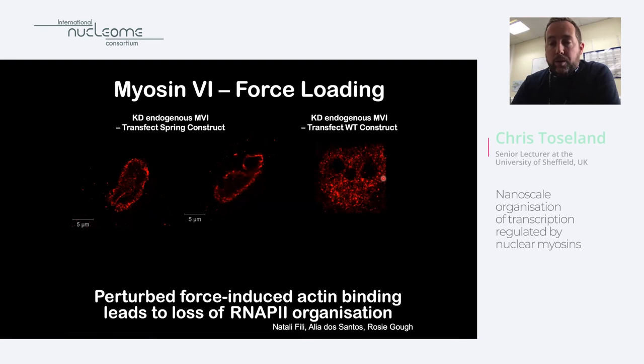And indeed, if we quantify the amount of Pol II clusters, we actually see an increase in the amount of Pol II clusters. So we can both deplete and enhance Pol II clustering by playing with the level of myosin 6 within the nucleus.